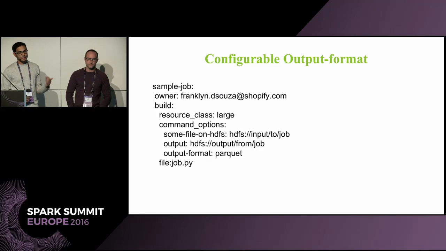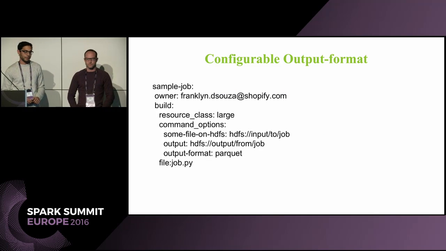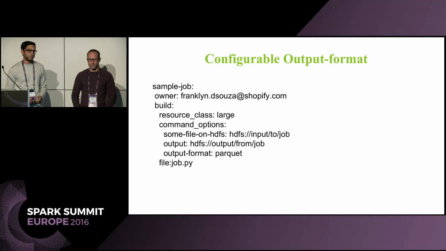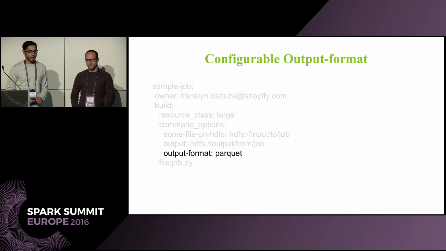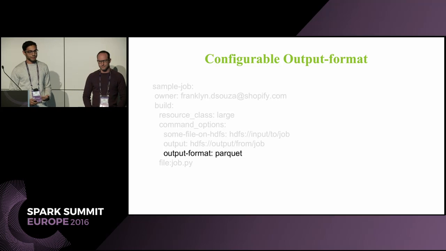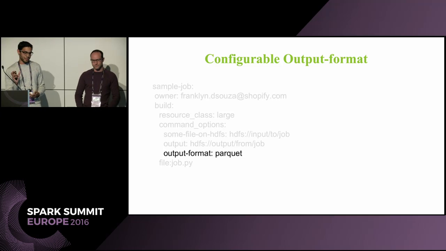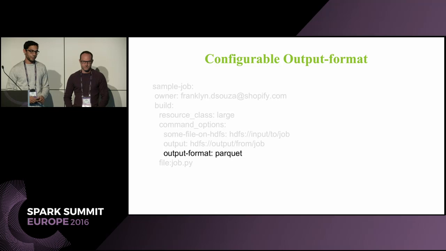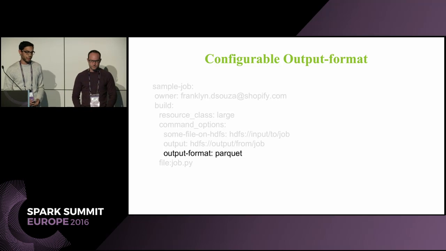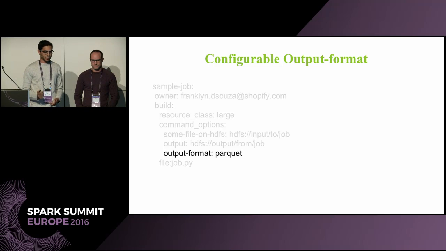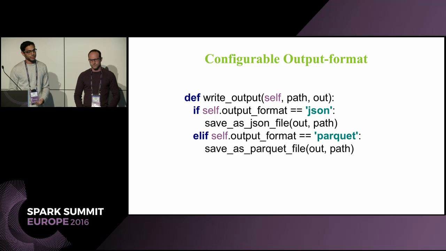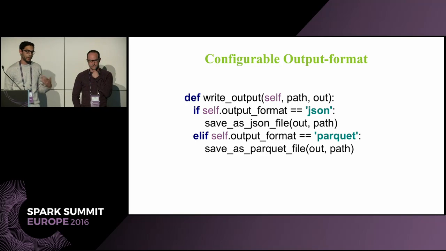On the output side, we have this tiny blob of metadata. It describes what each job does. And what we did was we added a new field to this metadata called output format Parquet. And this lets us configure the output format of a job really easily just in metadata without changing any code. So in our code base, what this looks like is really simple. We just see if the output format is set to JSON or Parquet, and we either write JSON to HDFS or we write Parquet to HDFS.